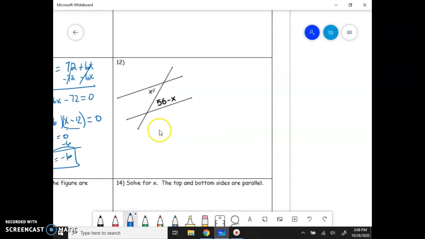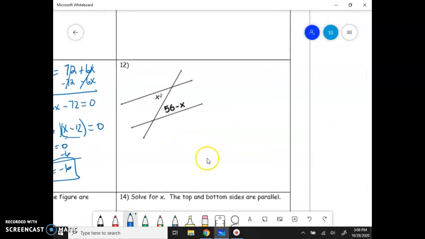So you guys can try this one. I'll get this one set up for you guys. So first thing, we need to recognize that these are both on the interior, but they're on the alternate sides or the opposite sides of that transversal. So I'm going to go ahead and recognize that alternate interior angles are congruent.